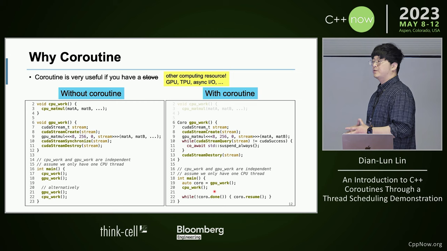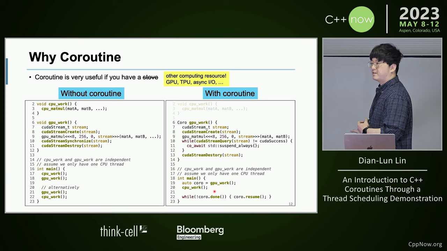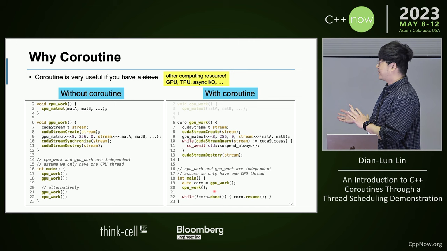Coroutine gives you the ability to suspend a coroutine and then go resume another coroutine, for example. Before I move on to C++ coroutine components, are there any questions so far?